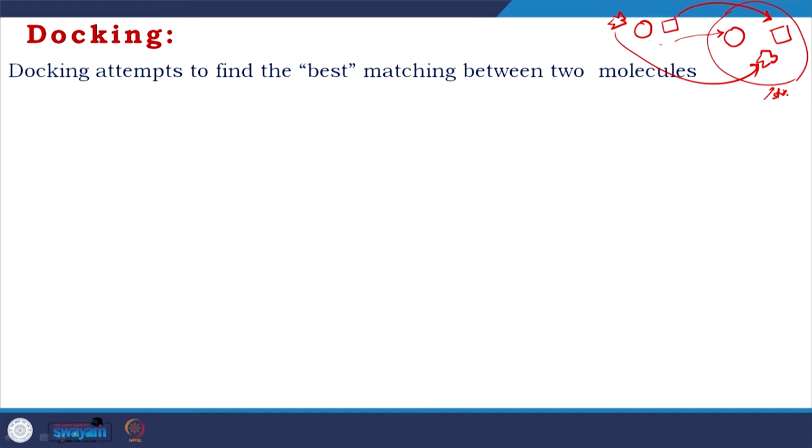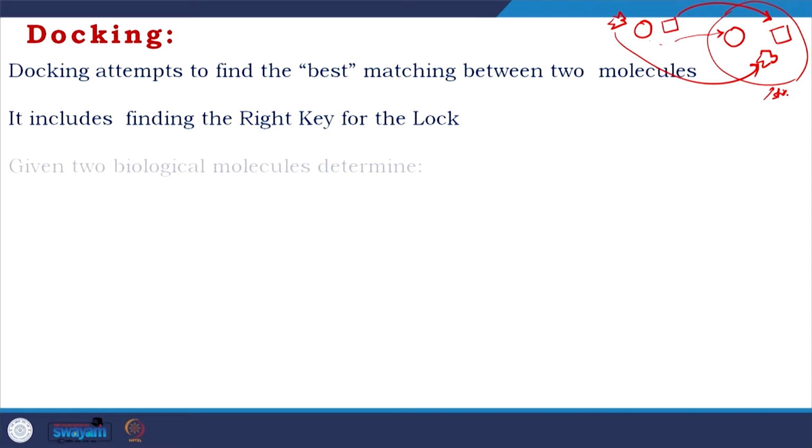Also, if you try to understand, you will see that one of the major bases to understand drug designing is the interaction between protein and ligand. So, docking was initiated to mimic that, and that is why when you know the structure, this is the method of choice. Docking attempts to find the best matching between two molecules. It includes finding the right key for the lock.